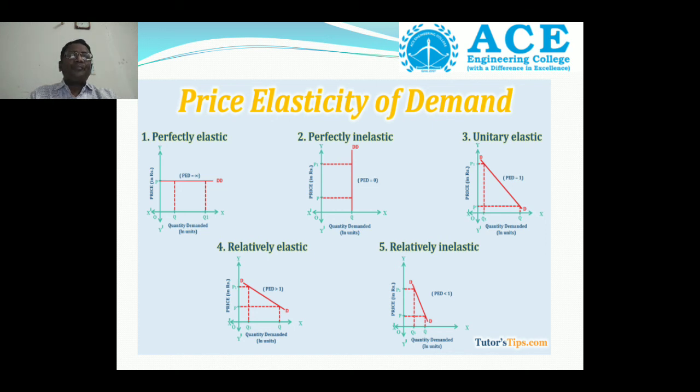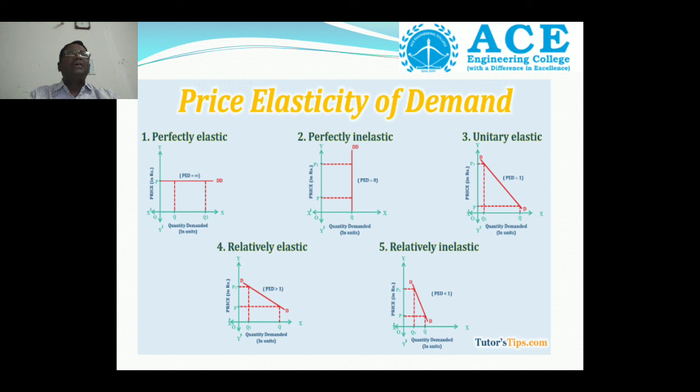So these are the types of price elasticity of demand. How many types? 5 types. What are they? Perfectly elastic, perfectly inelastic, unitary elastic, relatively elastic and relatively inelastic. Perfectly elastic curve shape is horizontal to the OX axis. Then what is the value? Infinity. Perfectly inelastic is vertical to the OY axis. The value is 0. Unitary elastic is equal to 1.